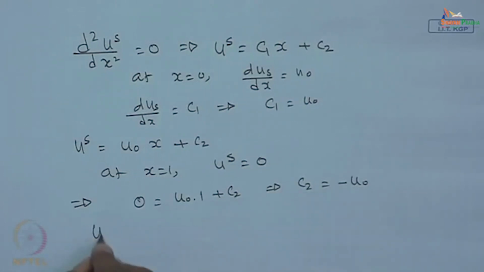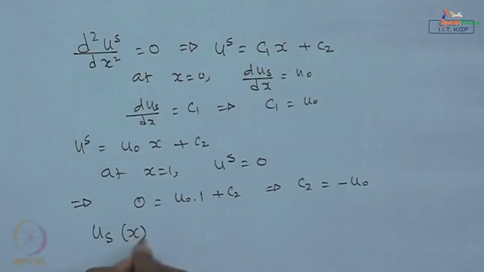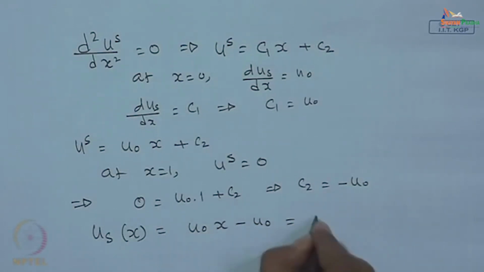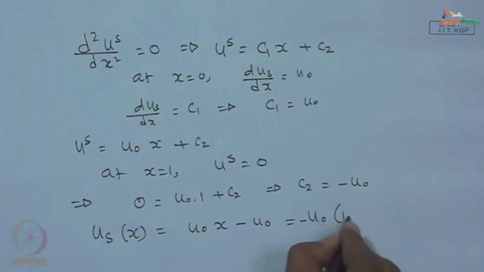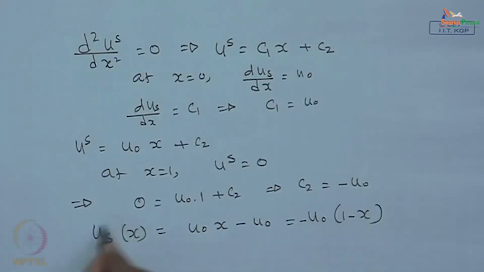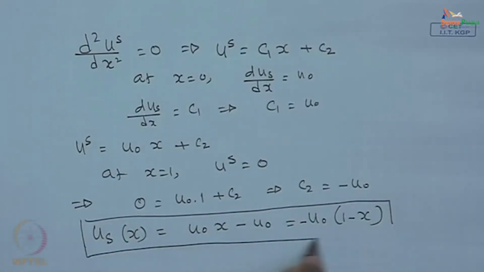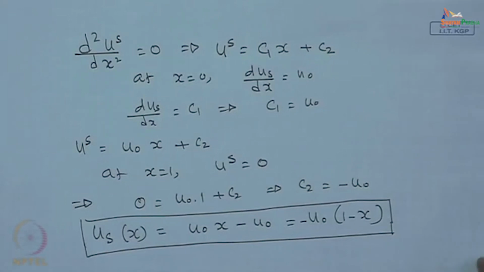Therefore, we get the solution of u_s as a function of x: u_0 x minus u_0. You can take u_0 common, and this becomes u_0 into (1 minus x). This is the solution of the steady state part. Now, let us look into the solution of the transient part.